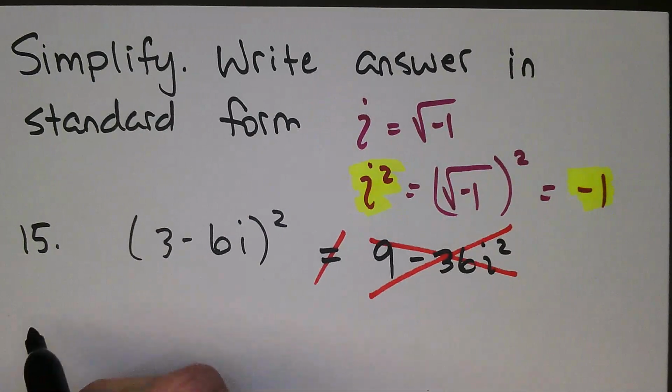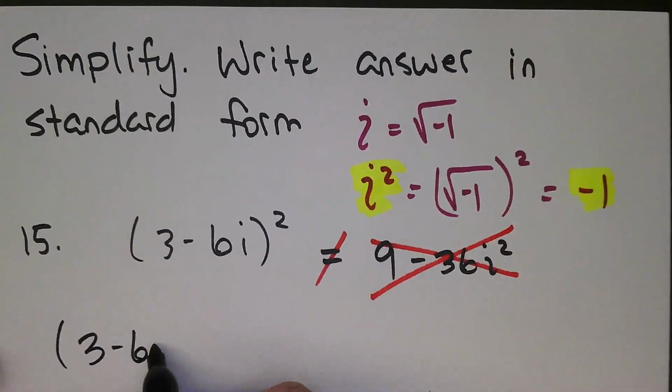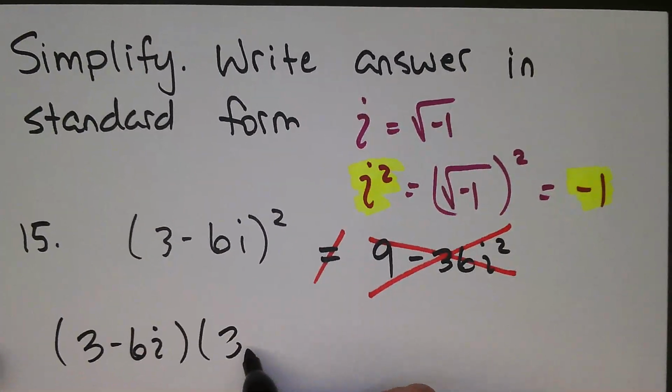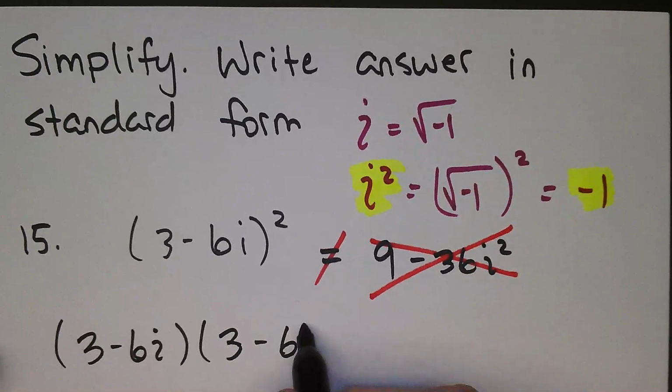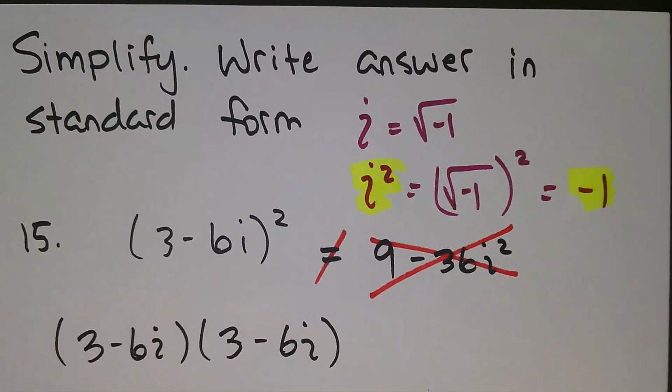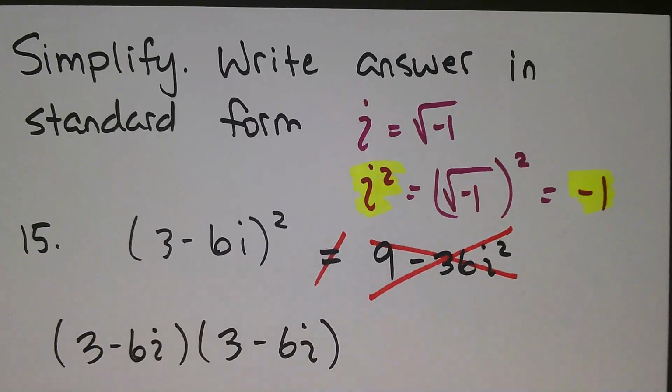What you do need to recognize is that this means 3 minus 6i times 3 minus 6i. And I think from here it's a little bit easier to recognize that that's not going to be enough of the final answer. We need to actually multiply this whole thing times this whole thing.